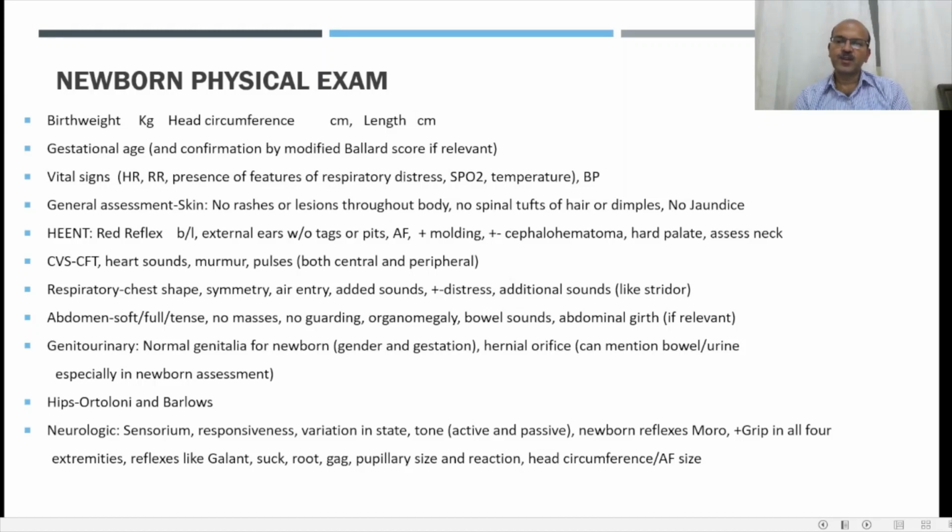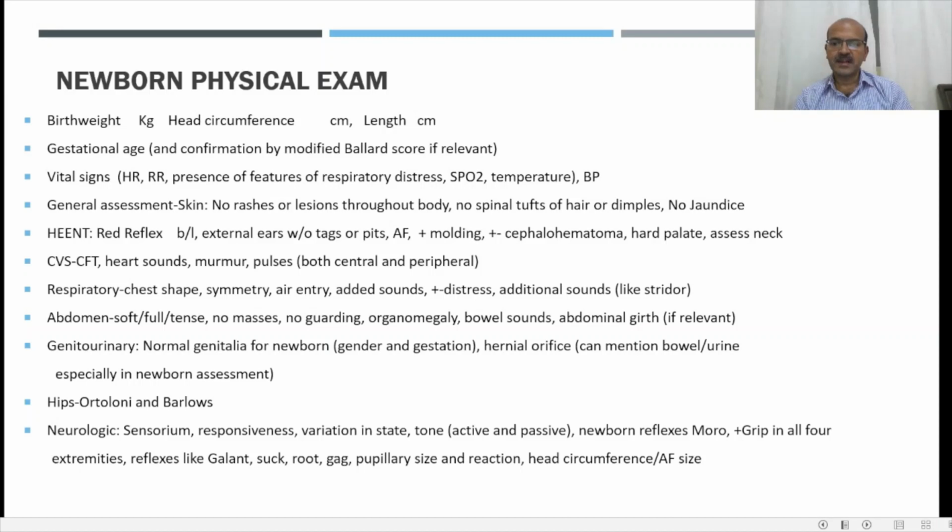In terms of genitourinary, we should assess the genitals in both boys and girls and specify if they are appropriate for the gender and gestation. Some degree of clitoromegaly is normal in growth restricted female babies. And if there is any ambiguity, you should be mentioning it clearly, and further plan should be according to the examination findings. The hernial orifice assessment is most important in the preterm babies who are approaching discharge, and in the initial stages it's not common. Of course, you may get hydrocele in many babies, and you should differentiate it from a hernia.